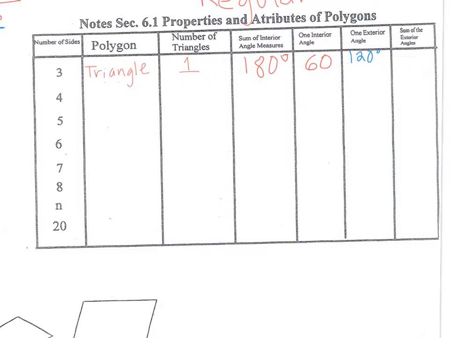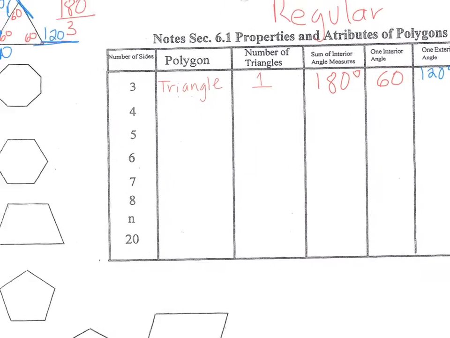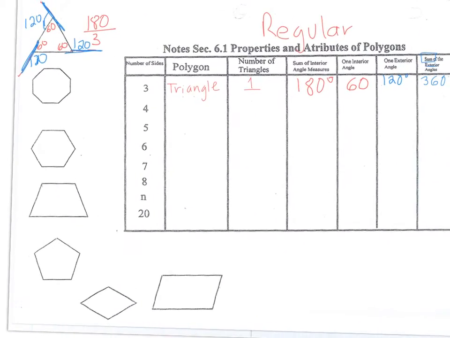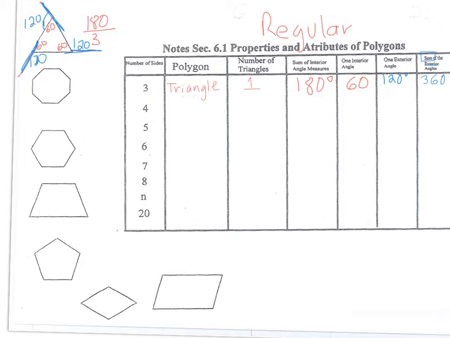How do I get the 360 from the 120? The 360 is the sum of all the outside angles. If I look at the triangle, I had 3 outside angles. So when I add the 120, 120, 120, that is 360. Everybody okay with that? Yes. Okay. Now let's go ahead and do number 4.